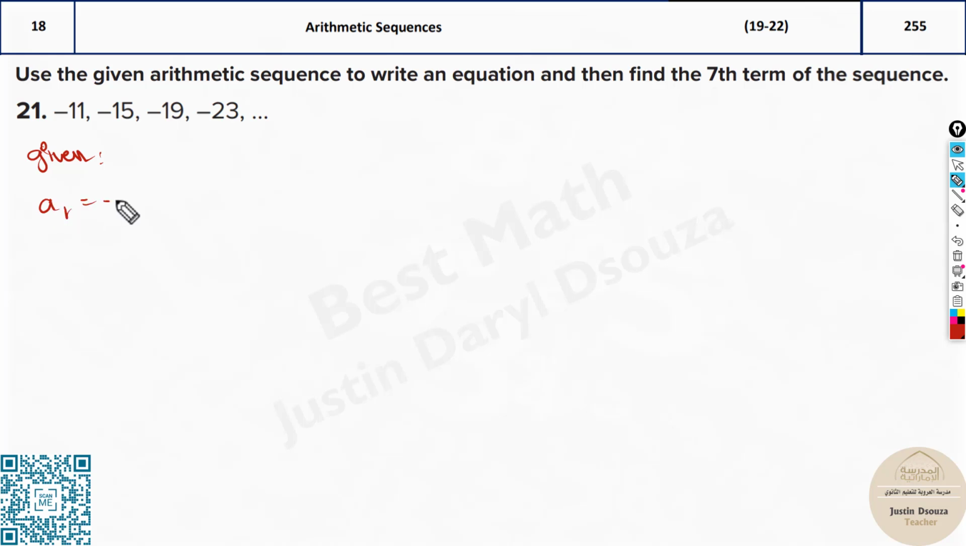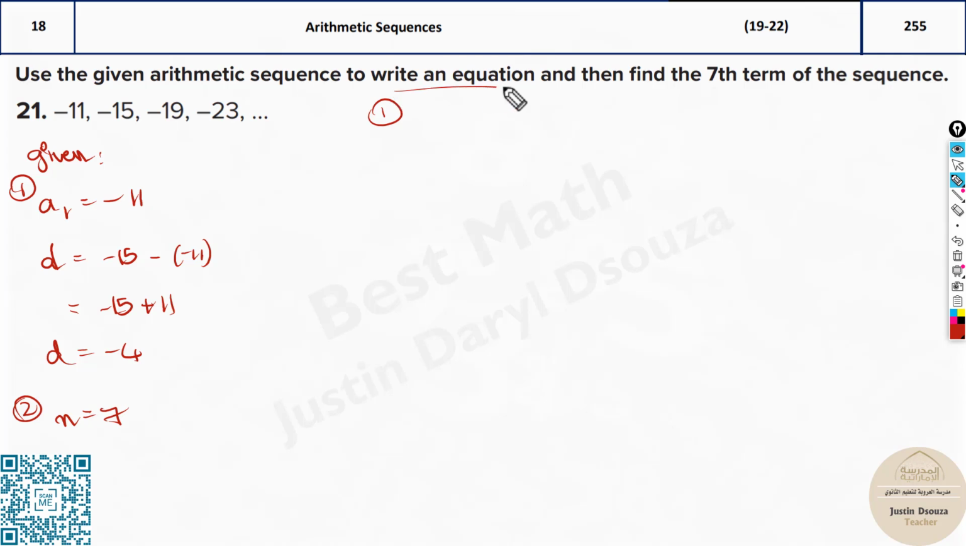So A1 is equal to negative 11. D value is equal to the second term, that is minus 15, subtracted by minus 11. So here we will have negative 15 plus 11, that is minus 4, that is D. And for the second part, we have n is equal to 7. This is the first part.